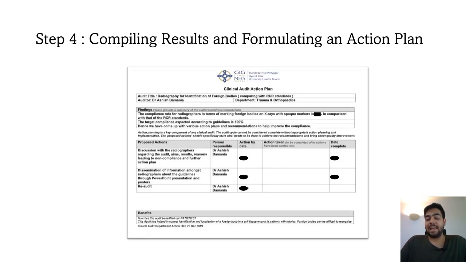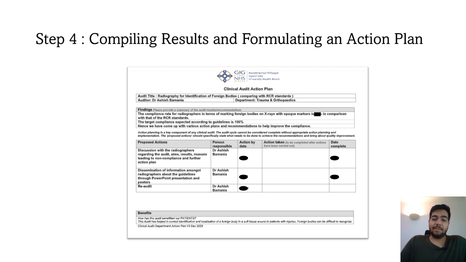After this, I compiled all the results and reached a percentage of how many X-ray films had that localizing marker, and then I formulated an action plan. This is a sheet which I again got from the hospital audit section, and I had to put the audit title, the auditor's name, which was me, and my department. I had changed my department at that time because it was a long audit.